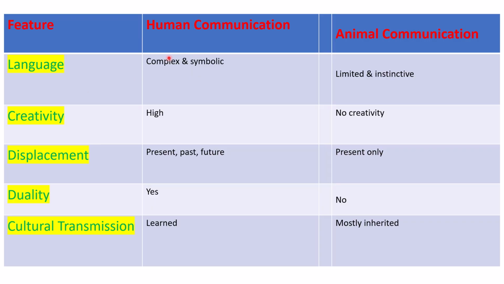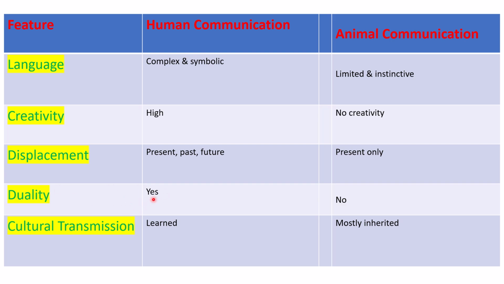Let's summarize the differences between human communication and animal communication. Human communication is complex, symbolic and advanced, whereas animals have limited and instinctive communication. Humans are highly creative. They create new words, and human language has grammar and syntax, a set of rules. Animals do not have any creative power. Then displacement: humans talk about present, past, future, real, unreal, imaginary and abstract things, but animals do not have that feature. They talk about the present. The response is immediate.